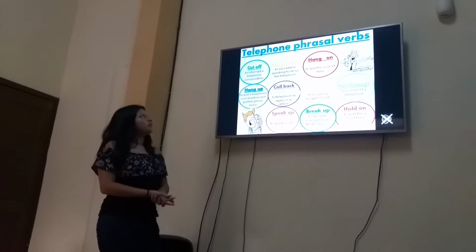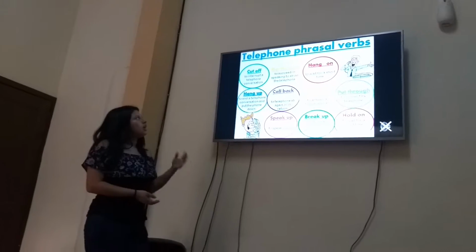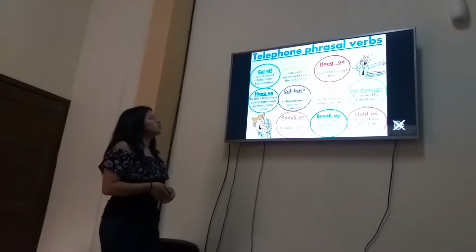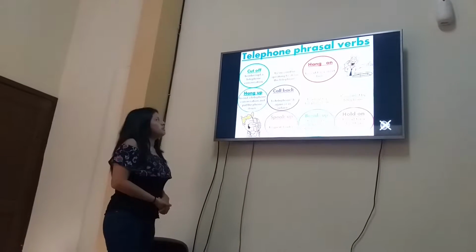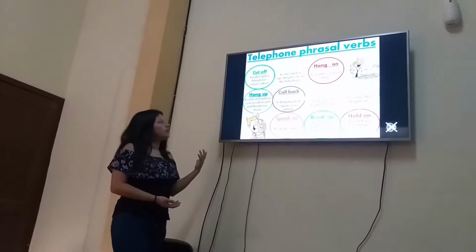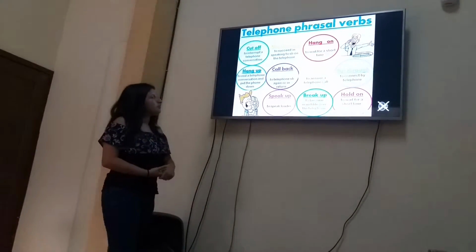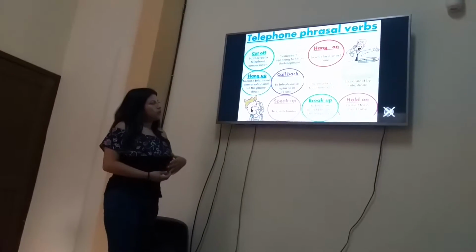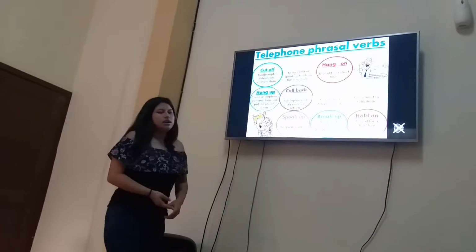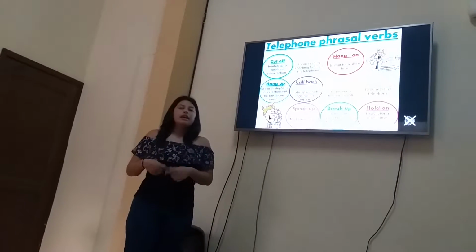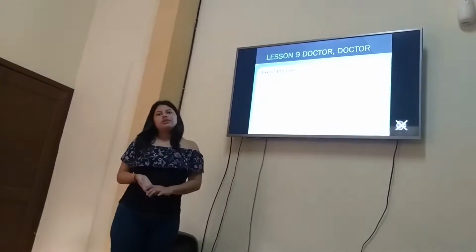We have telephone phrasal verbs. For example, cut off is to interrupt a telephone conversation, get through to succeed in speaking to someone on the telephone, hang on to wait for a short time, hang up to end a telephone conversation and put the phone down, call back to telephone again or in return, pick up to answer a telephone call, put through to connect by telephone, speak up to speak louder, break up to become inaudible over the telephone, and hold on to wait for a short time. You can use these phrasal verbs in expressions, in sentences, and in conversations.